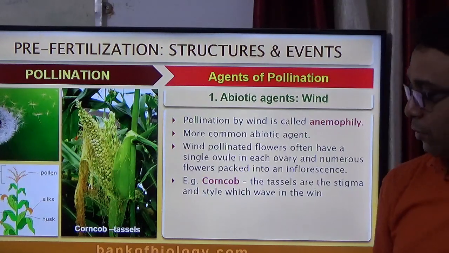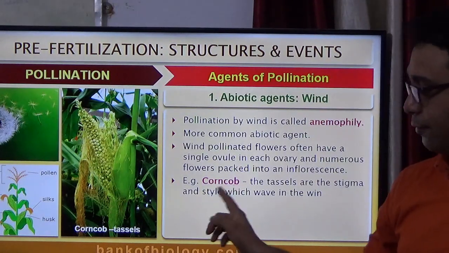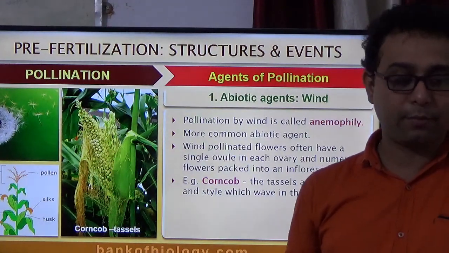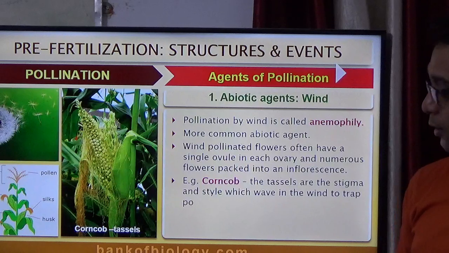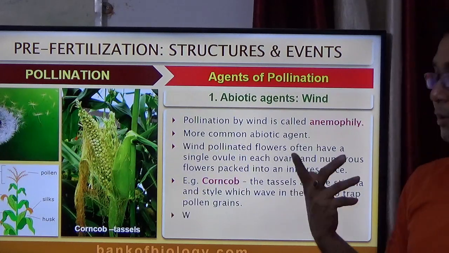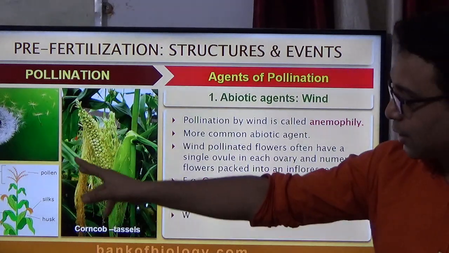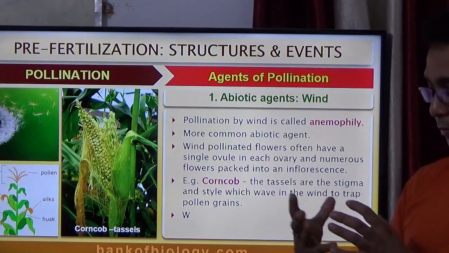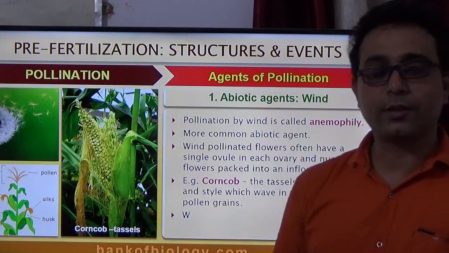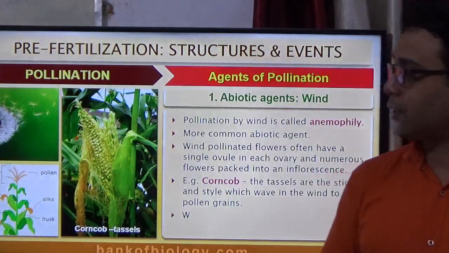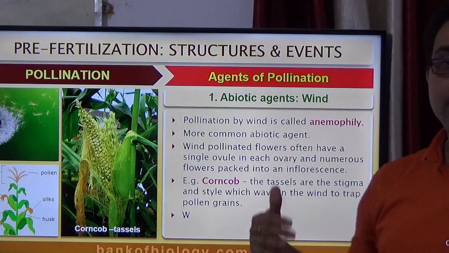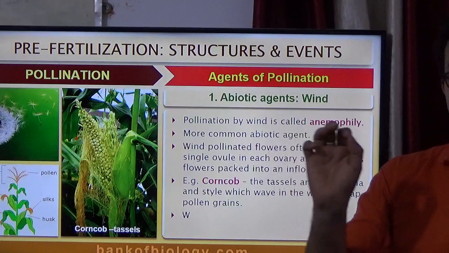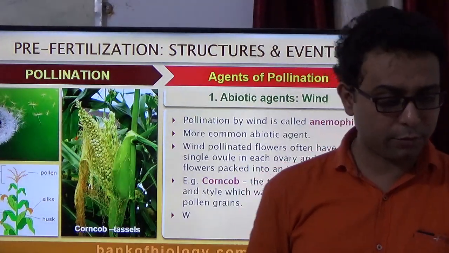In your NCERT book, one example is the corn cob. In it, there are tassels of stigma and style, which ultimately have a wing-like structure to trap the pollen grains. So the pollen grains easily just attach to it. Very important adaptive features. It helps in wind pollination. So this is the corn cob. Very important information from your NCERT point of view.